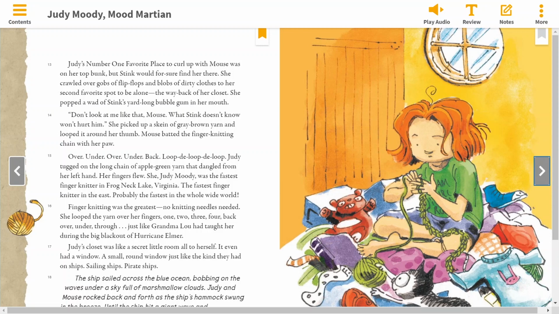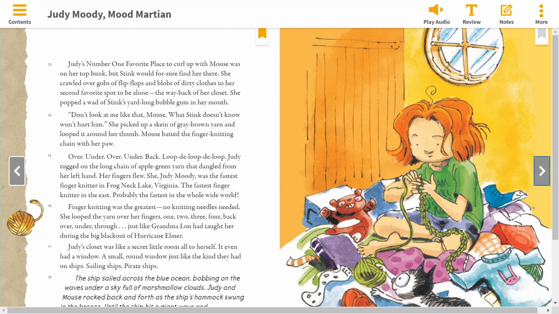She picked up a skein of gray-brown yarn and looped it around her thumb. Mouse batted the finger knitting chain with her paw. Over, under, back, loop-de-loop-de-loop. Judy tugged on the long chain of apple green yarn that dangled from her left hand. Her fingers flew. She, Judy Moody, was the fastest finger knitter in Frog Neck Lake, Virginia. The fastest finger knitter in the East. Probably the fastest in the whole wide world.